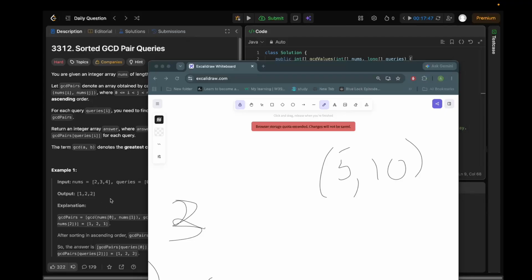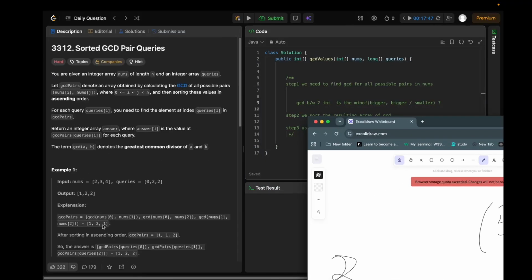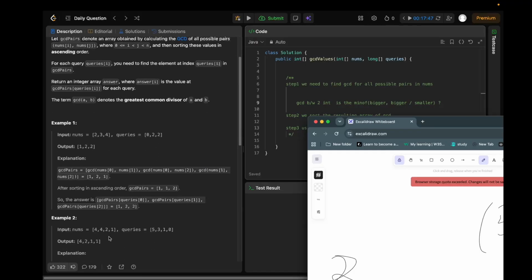And is our nums sorted? Here, given an integer array nums of length n, it's not given that nums is sorted, right? Nums could be 4, 4, 2, 1, yeah. Okay.